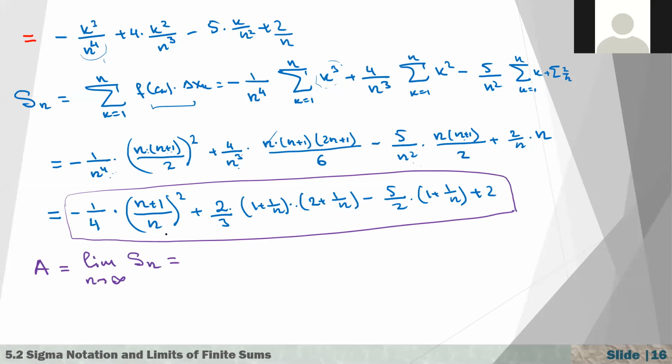Now, if you look at the first interval, as we know, n plus 1 over n is equal to 1 plus 1 over n. It approaches 1 as n goes to positive infinity, right? So the first one is equal to just 1, so that's equal to minus 1 over 4. Plus the second one, 1 over n goes to 0, so here I have 2 over 3 times 2. Minus the third one, it is 5 over 2, and plus it's just constant.